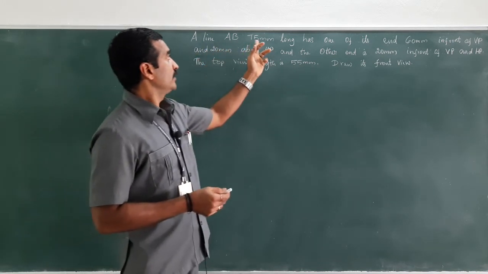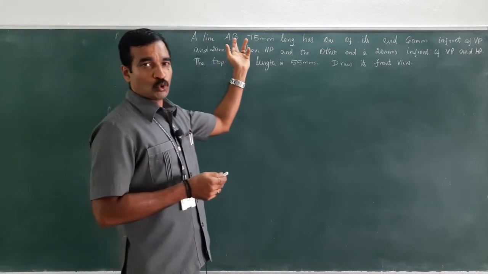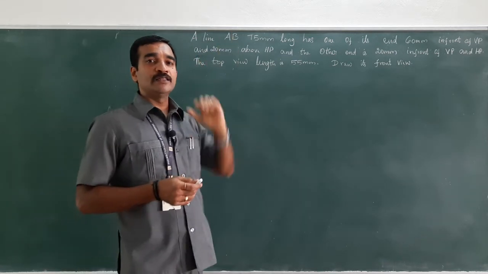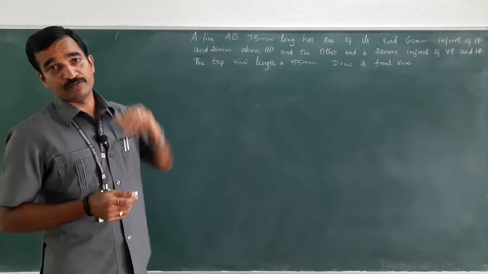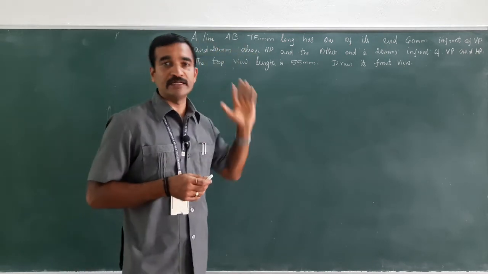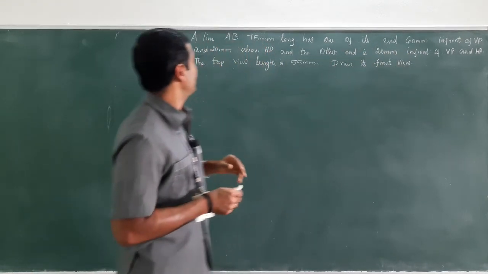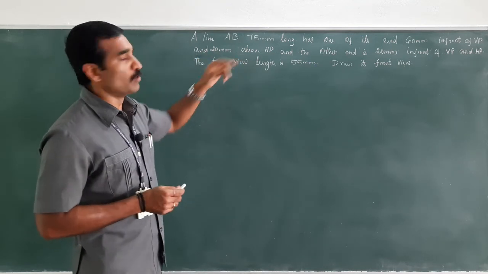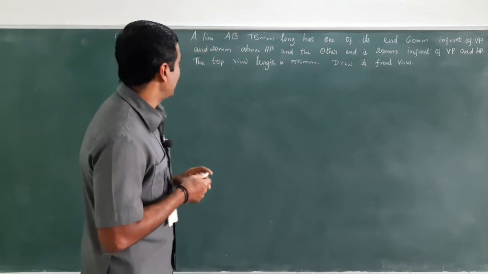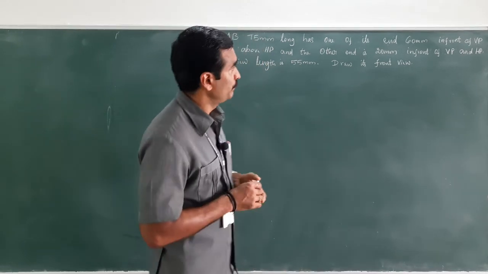A line AB is 75 mm long. What exactly is it? It is a true length, AB. If it is given the front view length or top view length, then that is mentioned as front view length or top view length. Here it's mentioned a line AB 75 mm long, that is true length. Has one of its end 60 mm in front of VP and 20 mm above HP. And the other end is 20 mm in front of VP and HP. The top view length is 55 mm.